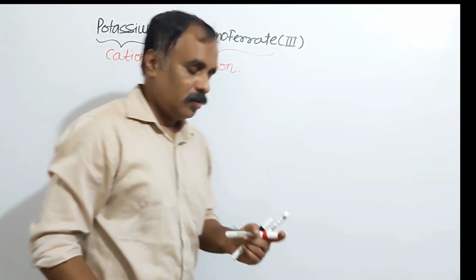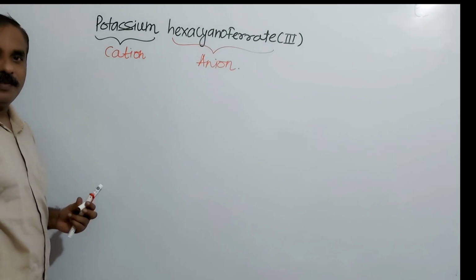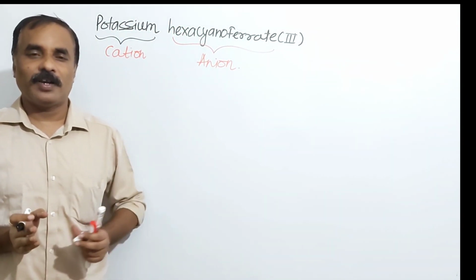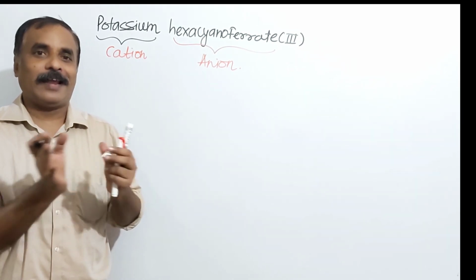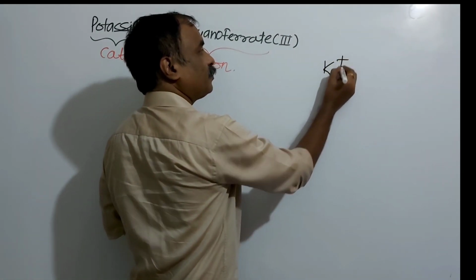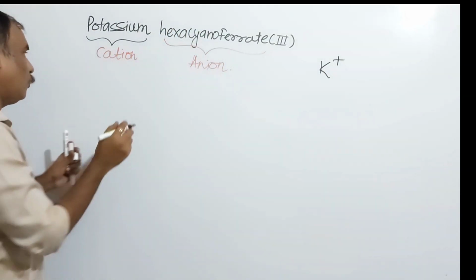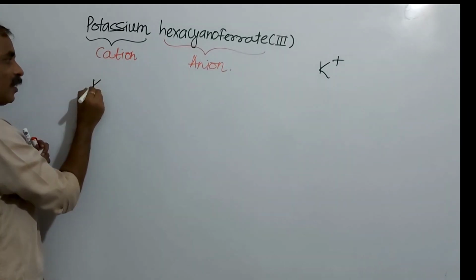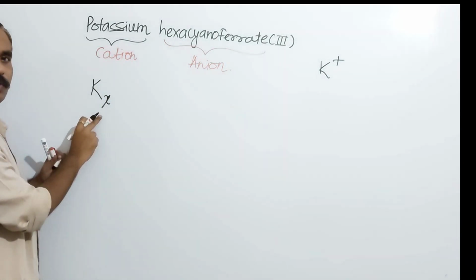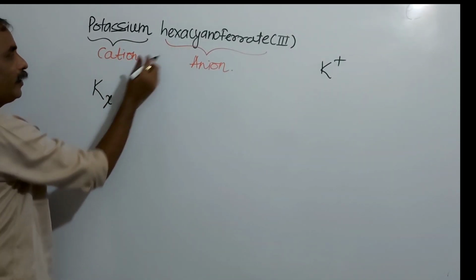Now here the cation is potassium, and we know that potassium is an alkali metal, and the common oxidation state of alkali metal is +1, so it carries K plus. But we don't know how many cations are there, so simply write the formula like this, Kx. We don't know what x is, it may be 1, 2, 3, 4, whatever it may be. A cationic part, and an anionic part.